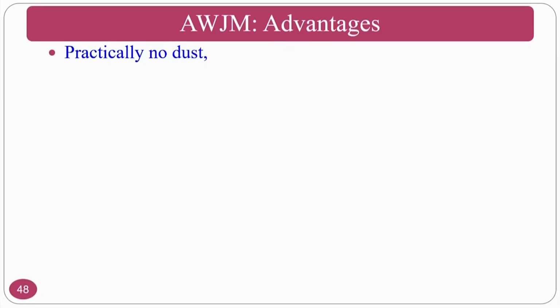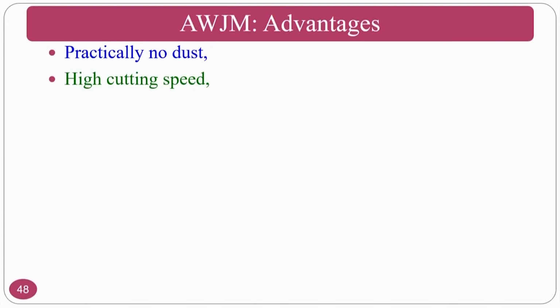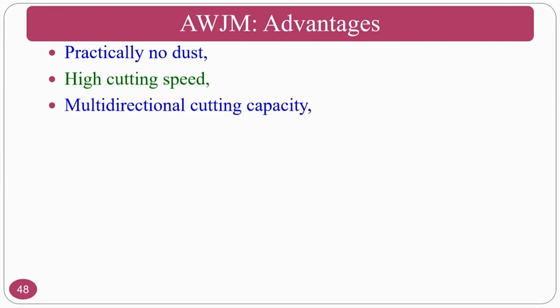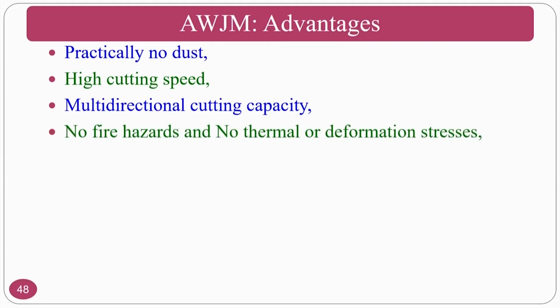In this aspect, I would like to appreciate this particular process from the operator's point of view, from the environmental point of view of those living in the surroundings. High cutting speeds: you can cut at high speeds compared to abrasive jet machining and water jet machining. Multi-directional cutting capacity: you can cut in any direction, inclined, perpendicular to the surface, and other directions. No fire hazards, no thermal or deformation stresses, because water acts as a coolant as well as a lubricant.